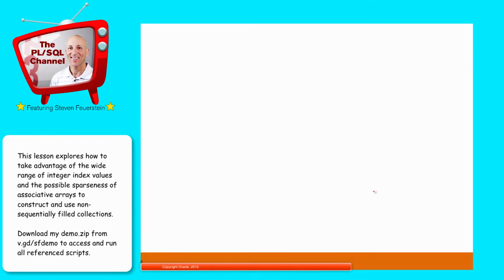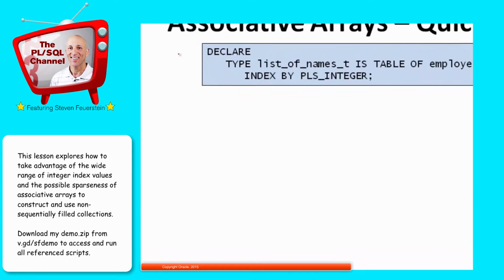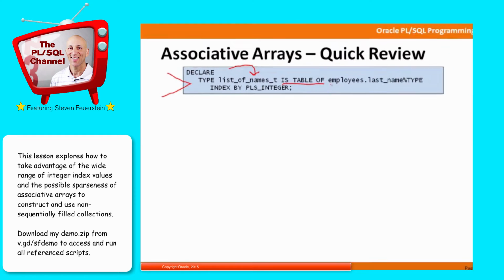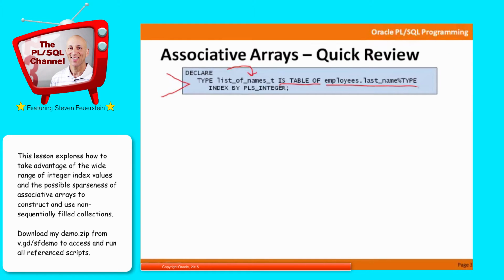Let's start with a quick review of associative arrays. An associative array is one of the three types of collections in PL/SQL: associative arrays, nested tables, and VARRAYs. An associative array follows this form. You provide the name of the type, IS TABLE OF, meaning a collection of or list of elements. Each element type here is a last name of the employees table. It could be a record, another collection, just about anything you want.